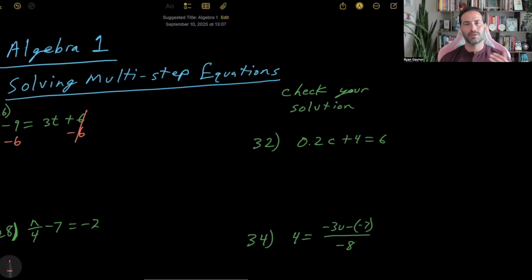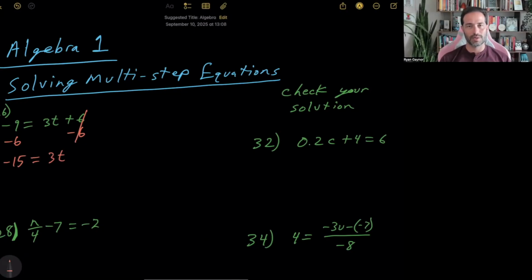So I always like to say when you're working with negative numbers, it's like money, right? Negative 9 means I owe someone $9, right? So I borrowed $9. Negative 6 means I borrowed $6. So if I borrowed $9 and I borrowed $6, how much money did I borrow? That's $15. And it's negative, right? Because I borrowed it. I'm in debt. Equals 3t.